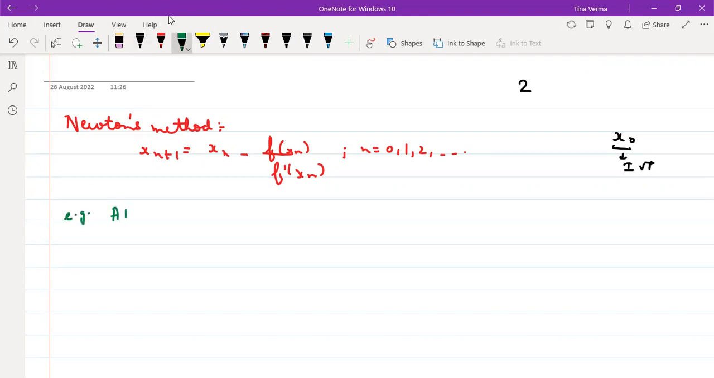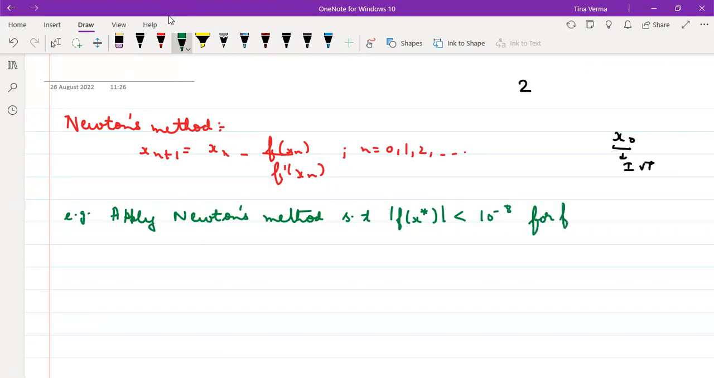So apply Newton's method such that |f(x*)| is less than 10 raised to the power minus 8 for f(x) is equal to cos x minus x e^x, right? So now we have been given a function. The function is cos x minus x e^x.